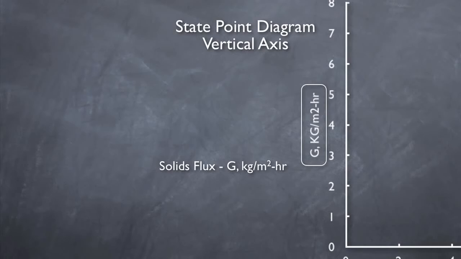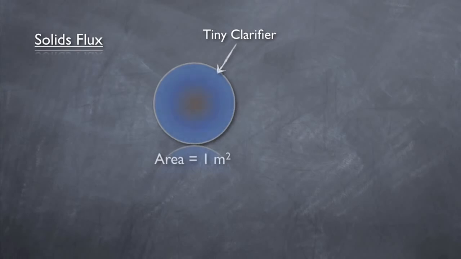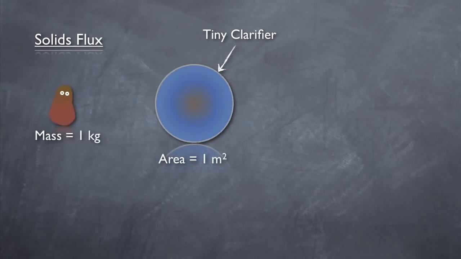In this case, the solids flux is the mass of solids passing through the clarifier in 1 hour, normalized to 1 square meter of clarifier area. Now that was a mouthful. Let's try and simplify it. Imagine a tiny clarifier with a surface area of only 1 square meter. The flux in this case would be equal to the total mass of solids passing through the clarifier in 1 hour. So if 1 kilogram of mass were to pass through in 1 hour, the flux would be 1 kilogram per meter squared hour.